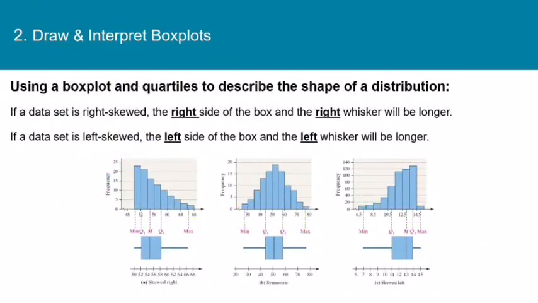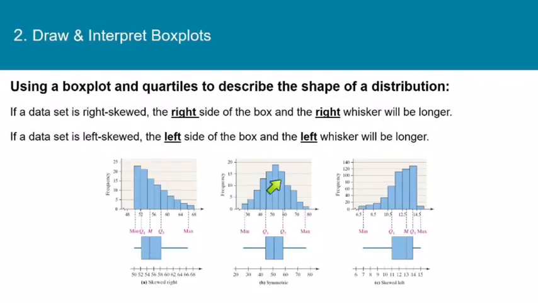Now I do have one more thing to show you about box plots, and that is that you can get an idea of the shape of a distribution by looking at the box plot. If a data set is right skewed, then the right side of the box and the right whisker will be longer. If the data is left skewed, then the left side of the box and the left whisker will be longer. So here we have a histogram with a distribution that is right skewed, and you can see that the right side of the box and the right whisker are longer. That's because the more this tail gets pulled out, the longer that corresponding whisker will have to be.